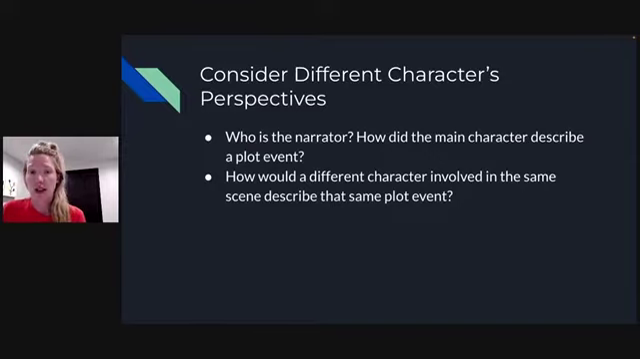So, for instance, any Hunger Games fans out there, take that initial scene in the Hunger Games where Katniss's sister is chosen as tribute to participate in the Hunger Games. What would that scene look like from Prim's point of view, or Katniss and Prim's mother's point of view, or Peeta's point of view? And if you rewrote it or thought about what details that character would bring to the scene, what different perspectives would a different character offer?